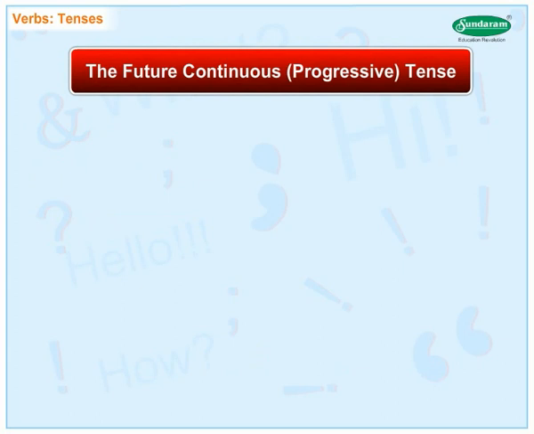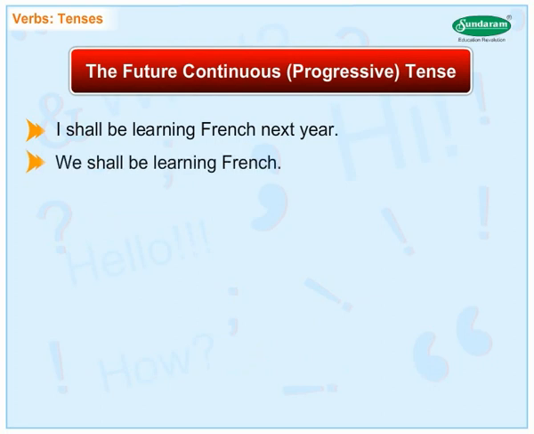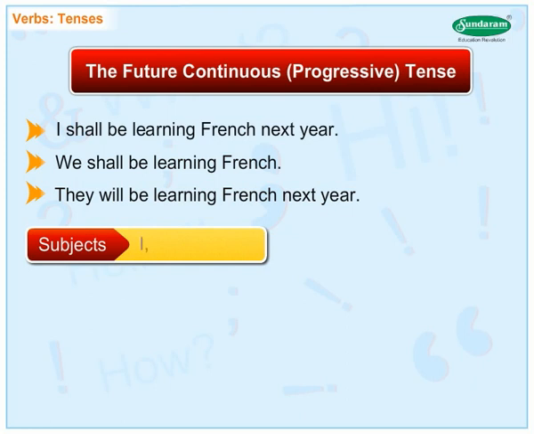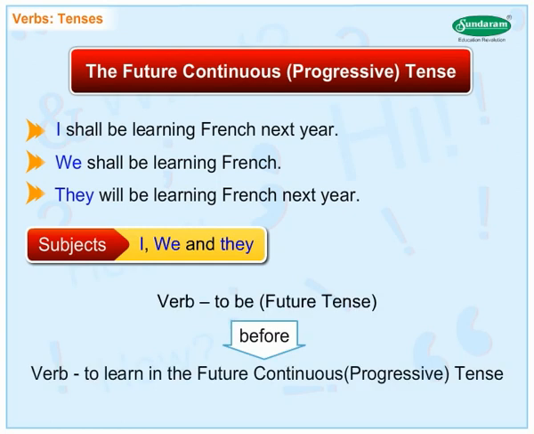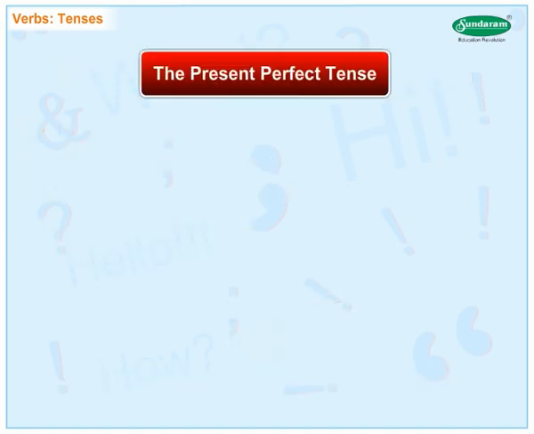The future continuous progressive tense. I shall be learning French next year. We shall be learning French. They will be learning French next year. The subjects are I, we, and they. The verb to learn takes the future tense of the verb to be before it in the future continuous progressive tense.